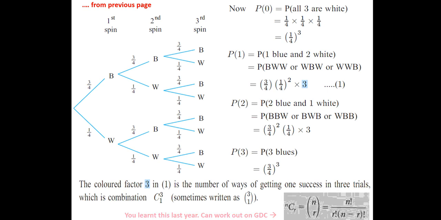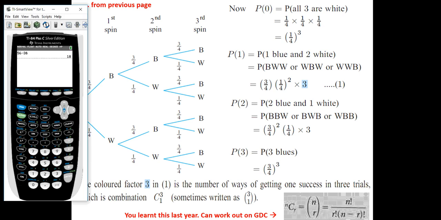Do you remember you learnt how to work out 3C1 on the graphing calculator last year? If you've forgotten, I'll show you. If you wanted to work out 3C1, remember you go math, across to probability. There might be another way to do it, I forget. NCR is the third one. And you can put in 3, 1. And you get 3. So that's where the number 3 comes from. It's like from Pascal's triangle, 1, 3, 3, 1.